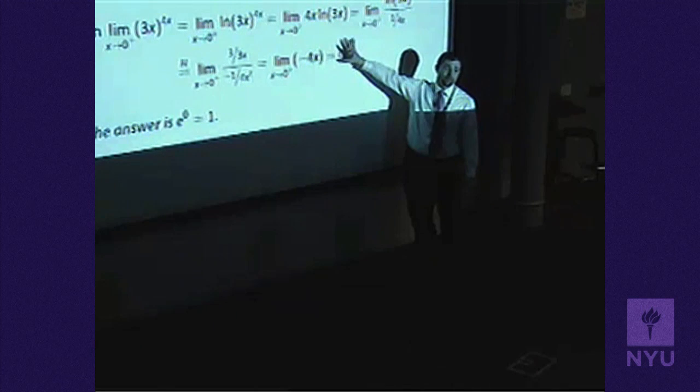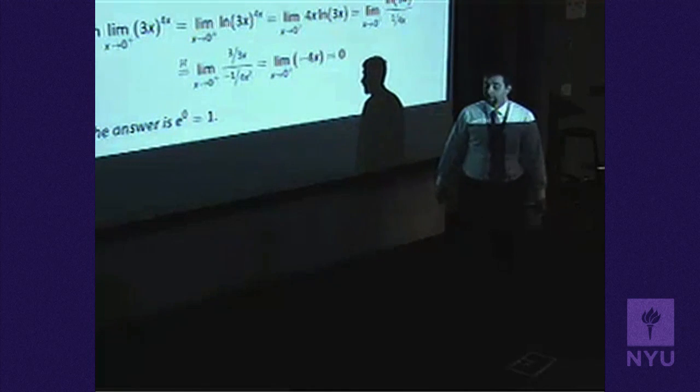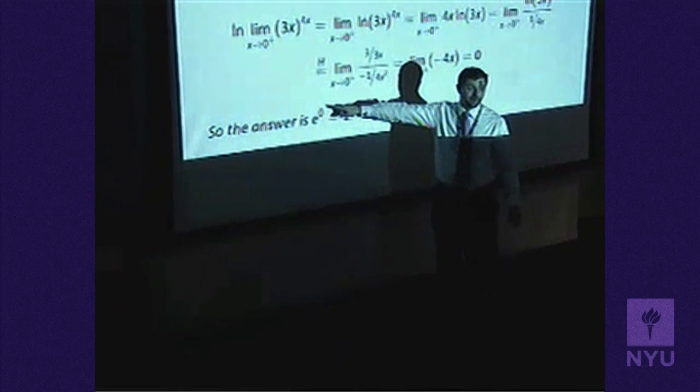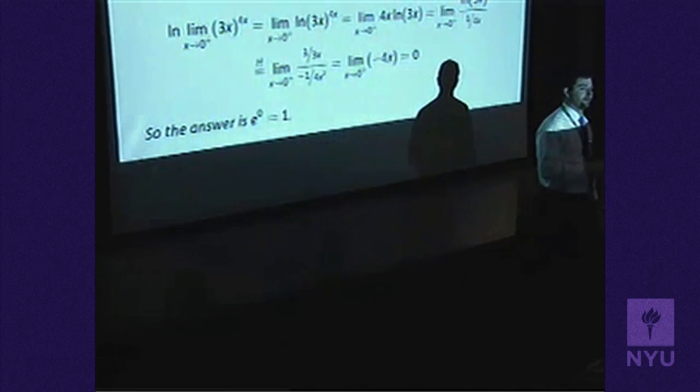Are we done? No, we're not done. We wanted the log of that answer, but that's the log of the answer that we wanted. So our original answer is e to the power of the answer we just got. Right? So e to the 0 is 1. Does that make sense?